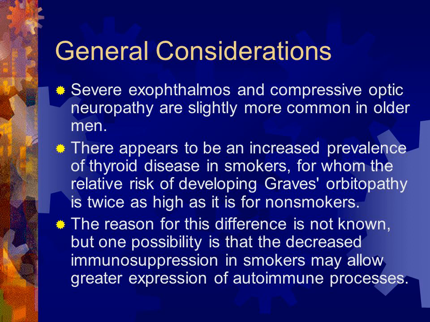General considerations. Severe exophthalmos and compressive optic neuropathy are slightly more common in older men. There appears to be an increased prevalence of thyroid disease in smokers, for whom the relative risk of developing Graves' orbitopathy is twice as high as it is for non-smokers. The reason for this difference is not known, but one possibility is that the decreased immunosuppression in smokers may allow greater expression of autoimmune processes.